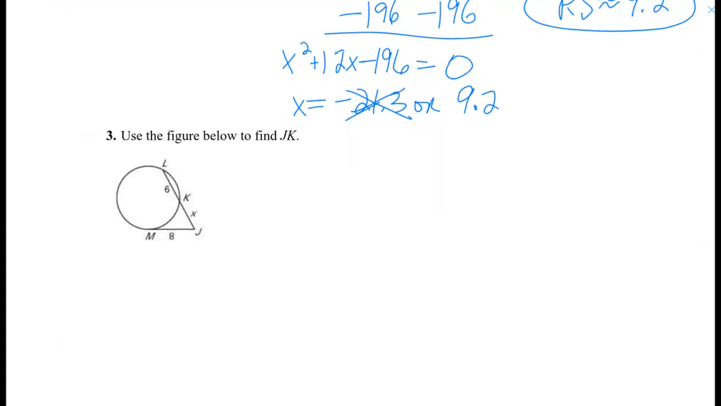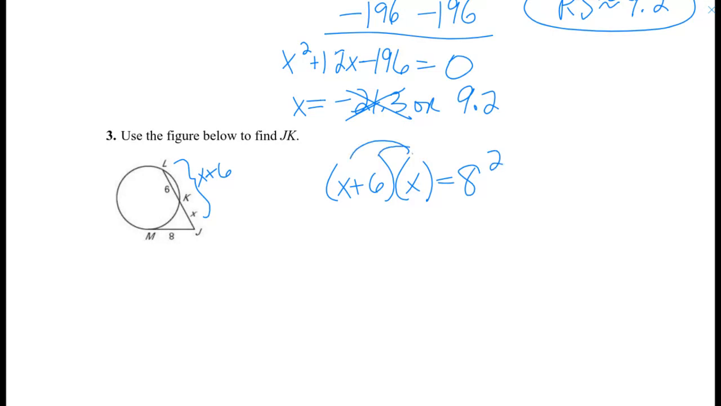All right, let's go ahead and move down to the next one. So here again, we have a secant segment and a tangent segment. So we know that the product of that secant segment, which is x plus 6, and its external segment, which is x, is equal to the tangent segment, which is 8 squared.